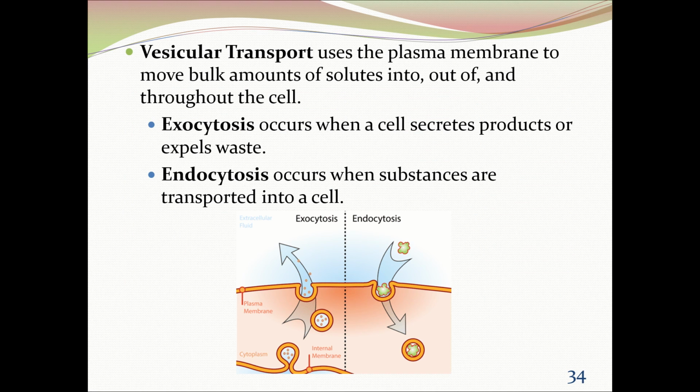Vesicular transport uses the plasma membrane to move bulk amounts of solutes into, out of, and throughout the cell. Exocytosis occurs when a cell secretes products or expels wastes. Endocytosis occurs when substances are transported into a cell. Exo means outside, cyto means the cell, endo means inside, and cyto means the cell.